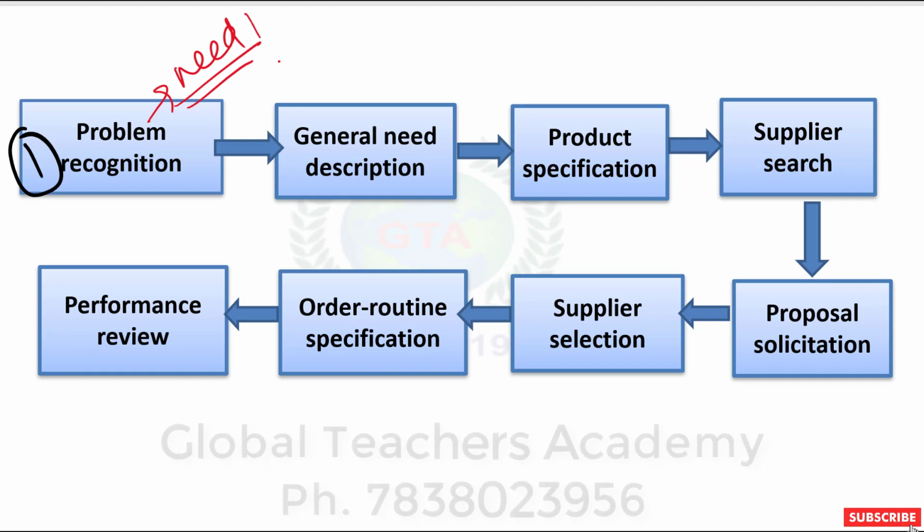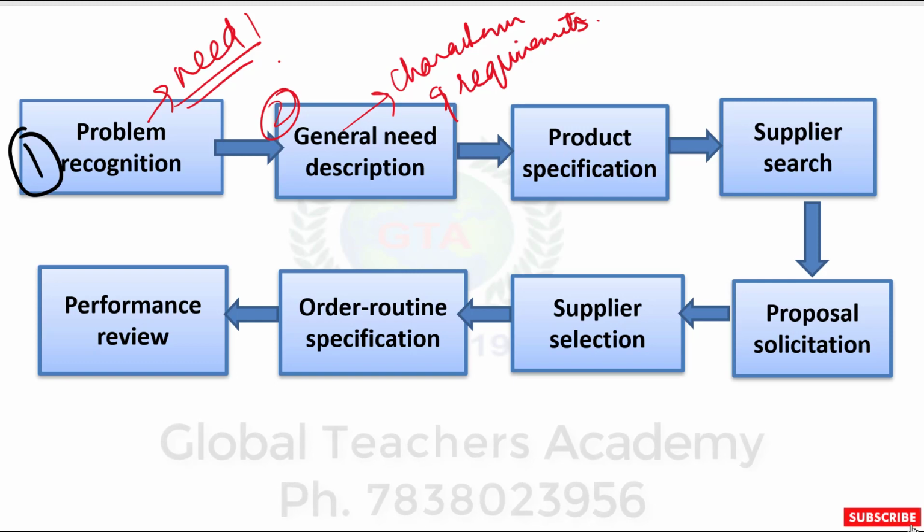Now the second one is general need description, which says when a clear need has been identified by the organization, so here general characteristics and requirements, that is what quantity of product is required by the organization, is made clear. So what do we identify in general need description? The characteristics and requirements are made clear. Third one is product specification.